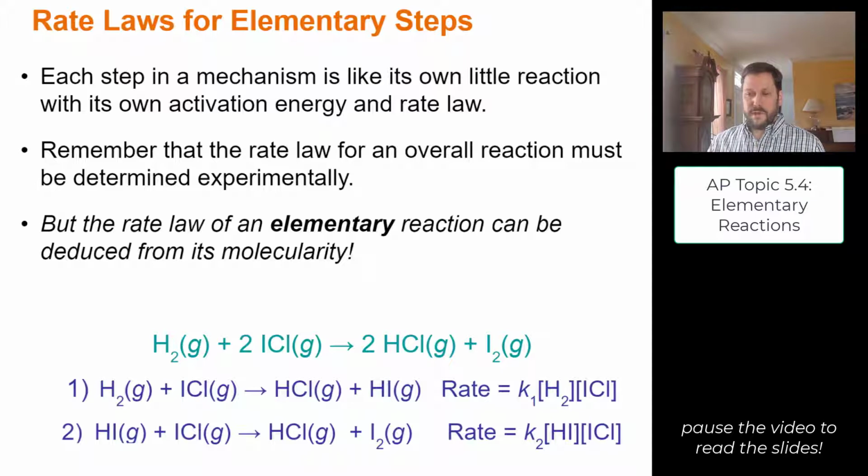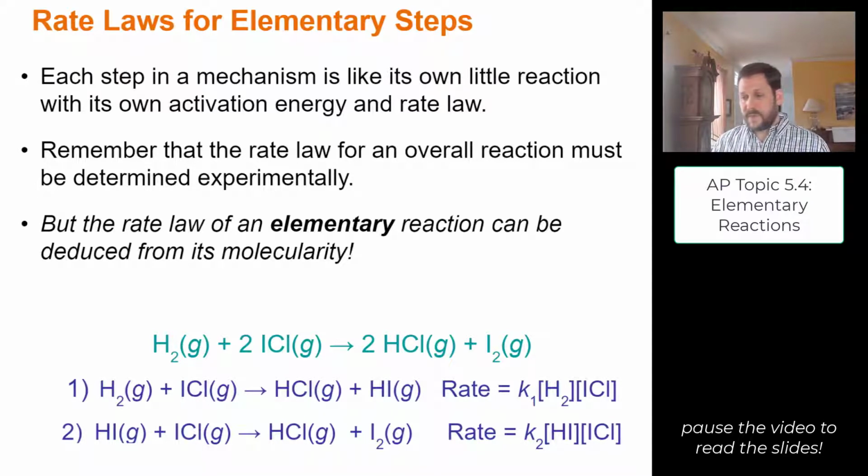The first elementary step involves just one collision between H2 and ICl, and so the rate law is simply k multiplied by the concentration of those 2 species. Since there's just one molecule of each colliding, they're both raised to the first power, and I can write a rate law directly from the molecularity of that equation. Again, be careful. You cannot do that for an overall reaction. Rate laws for overall reactions must be determined experimentally.